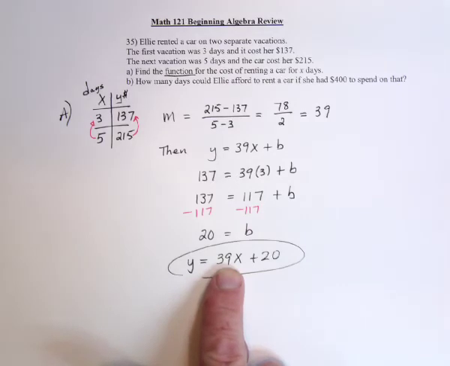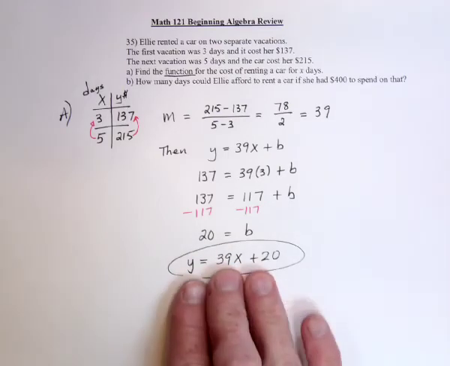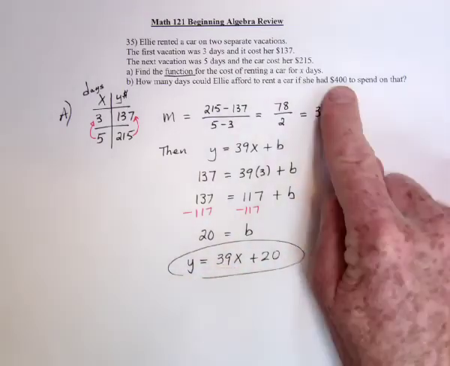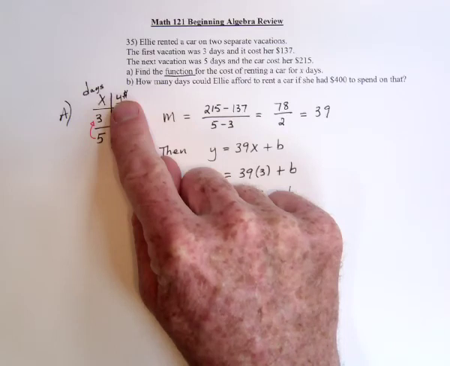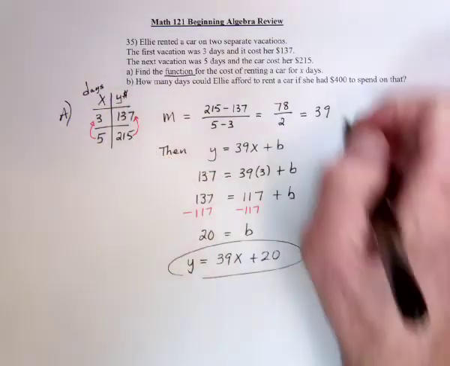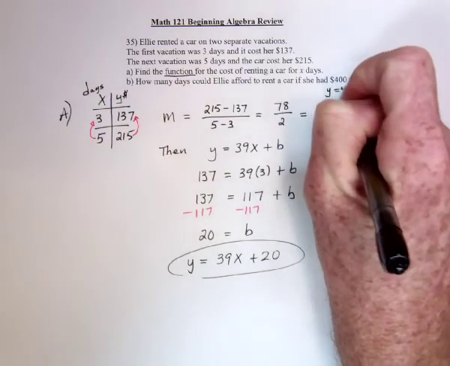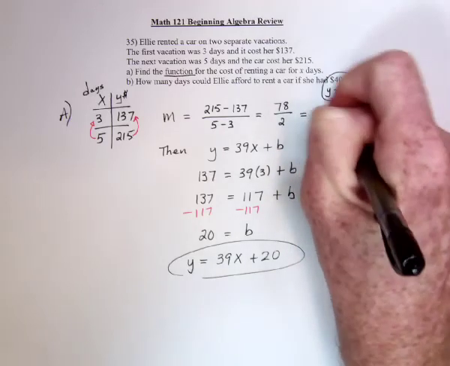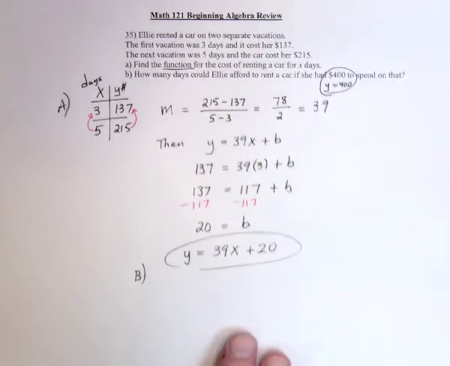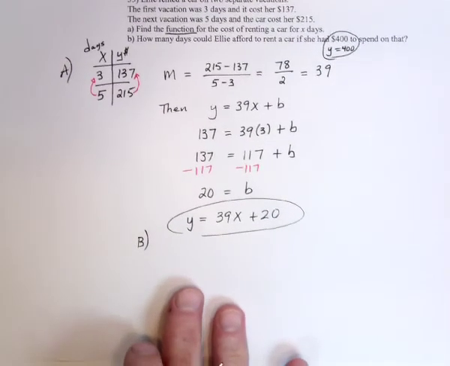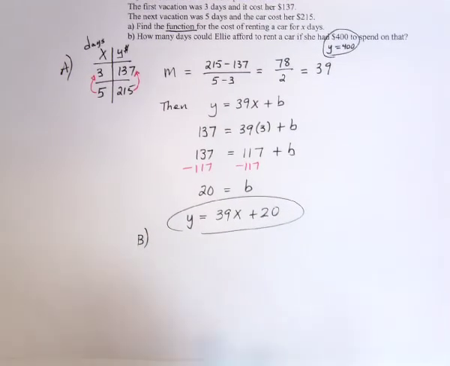Next, what if she had $400 to spend? So once you find the equation, and then you're given some information, you have to decide, is this an X or a Y? That's why having this is helpful. You can see the Y is the money, so this is telling you, use Y equals 400 now. So for part B, simply go to our equation and substitute that y is 400.